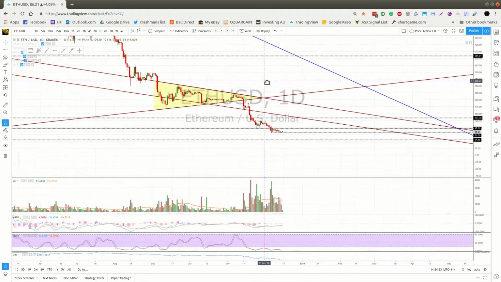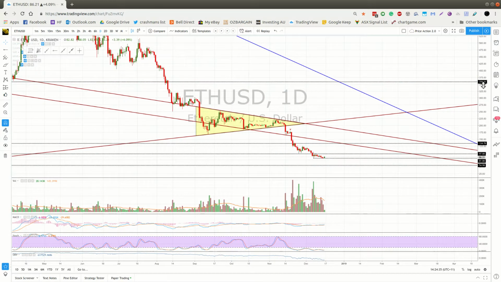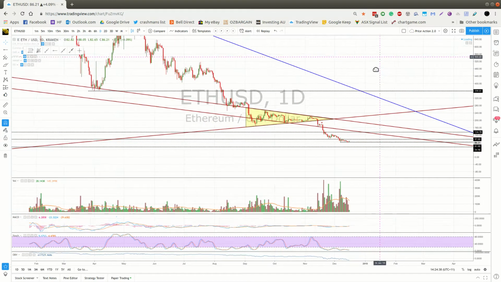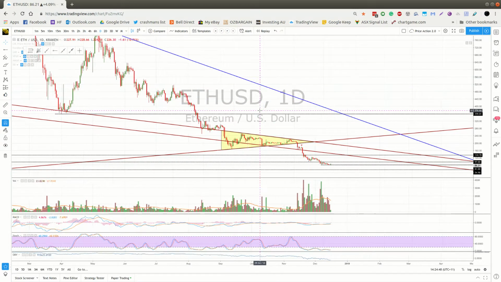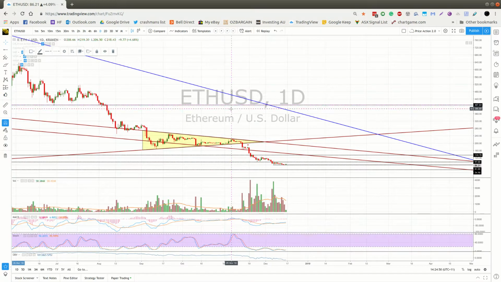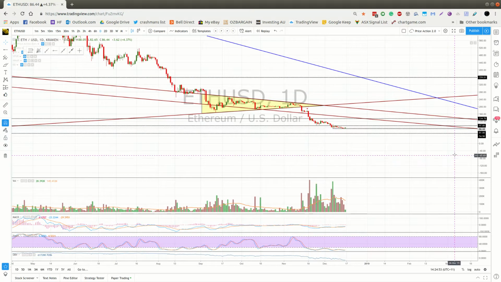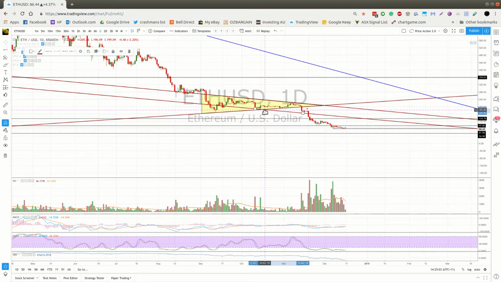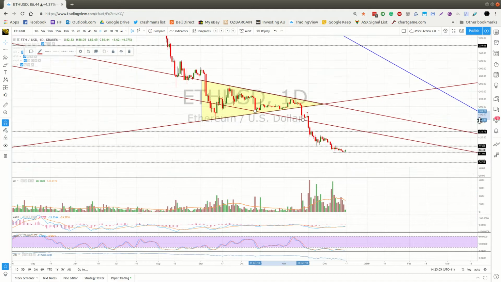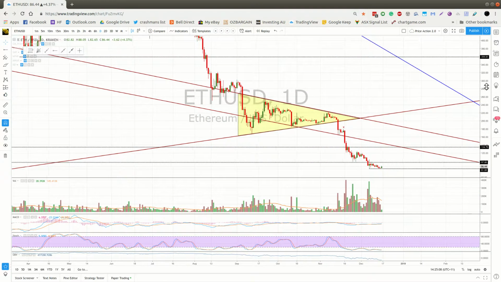At the moment, I can't identify any real patterns in regards to the triangles or pennants or any other sort of channels. I'll just run through all the charting tools just so you can see if there are any other tools that could assist you.